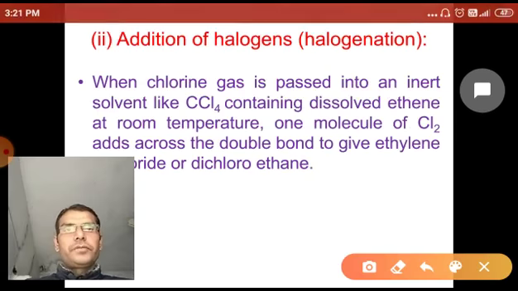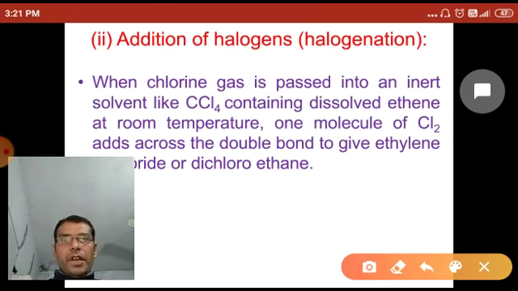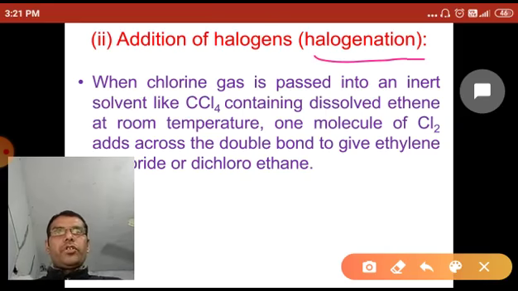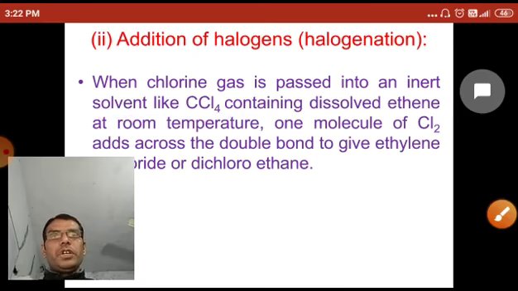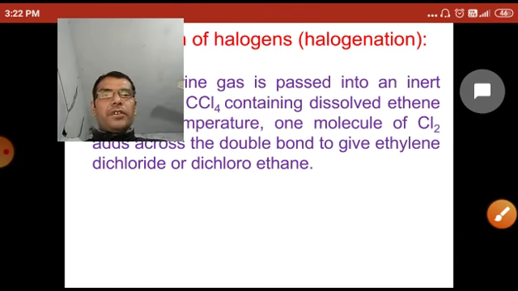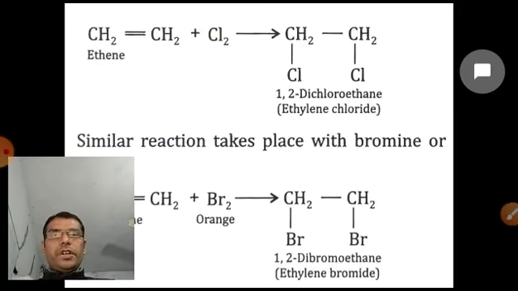Now the next reaction, addition of halogens, or the halogenation reaction. So when chlorine gas is passed into an inert solvent like carbon tetrachloride containing dissolved ethene at room temperature, one molecule of chlorine adds across the double bond to give ethylene dichloride, or dichloroethane. Let's see the reaction.